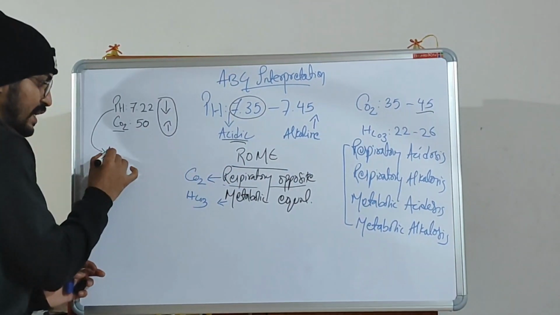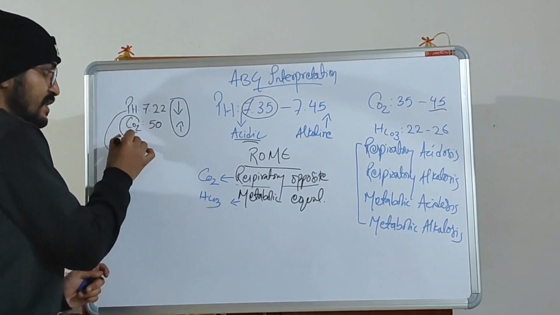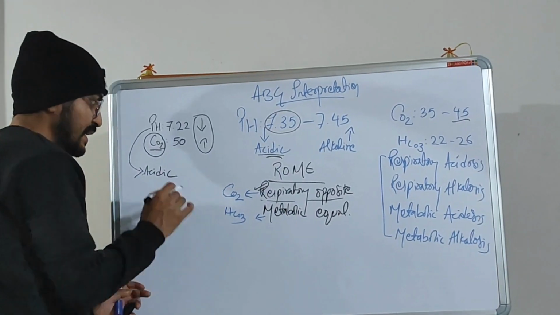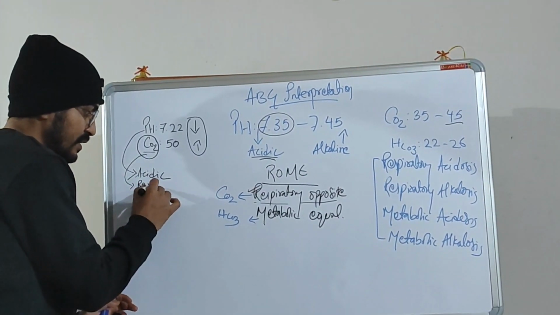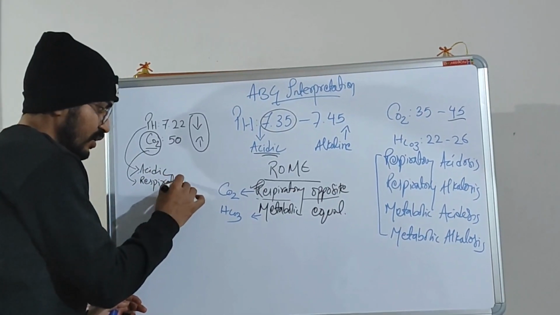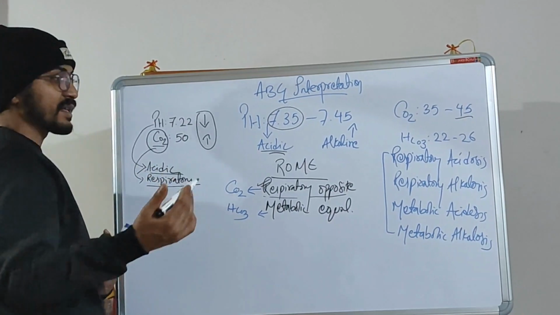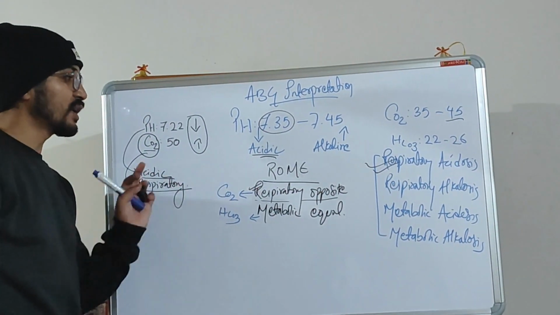Because it is moving downward, therefore it is acidic, and because you are seeing CO2 and your ROME formula has been met, CO2 will be referring to respiratory or respiration, which directly means respiratory acidosis. So our first diagnosis has been made by the formula ROME.